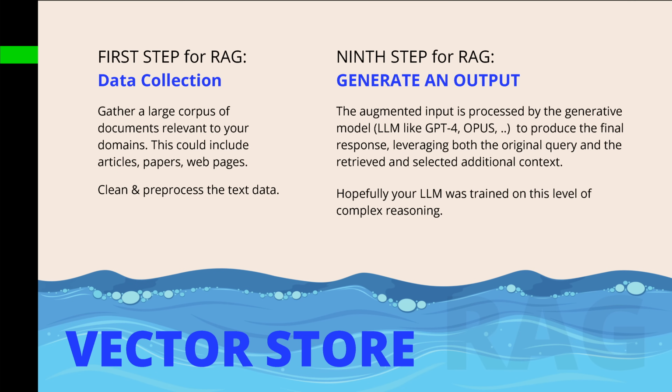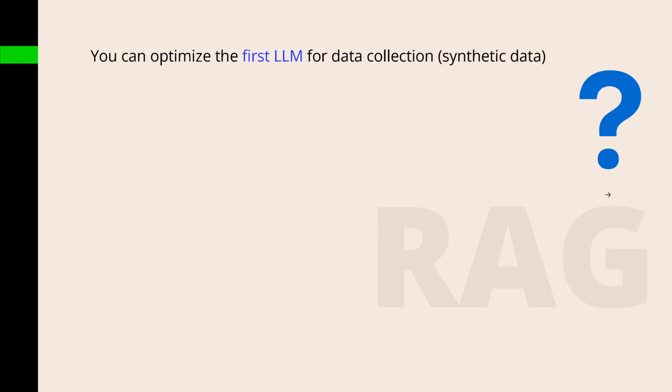And you see we have a lot of computation to do just to get you the right piece of information. And hopefully your LLM that is now generating this output was trained on this particular level of complex reasoning, because otherwise you provide the augmented input, but the LLM itself is not able to understand this high level of complexity to solve the task. So you see, there are some, let's call it problems, that you have to be aware of when you build your RAG system.